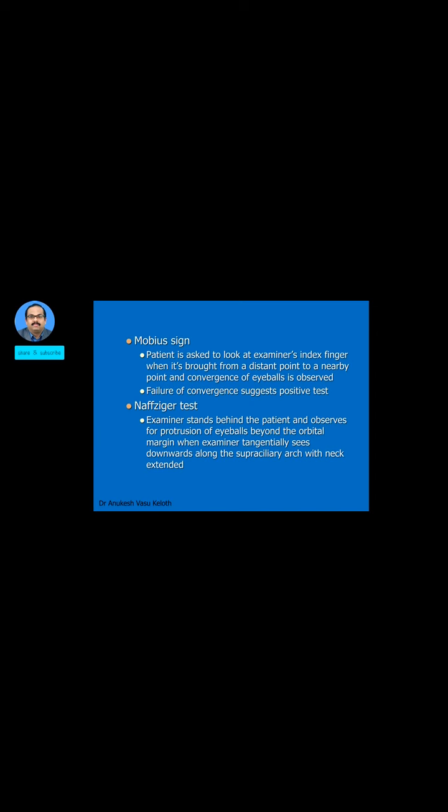Now you can also do a test using the exophthalmometer. The Naffziger test is the clinical way of looking for exophthalmos. There are a number of, maybe even 15 to 20, named signs. So these are the 6 important signs that we need to mention.